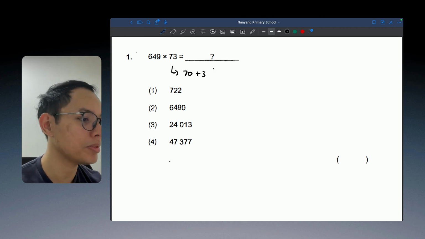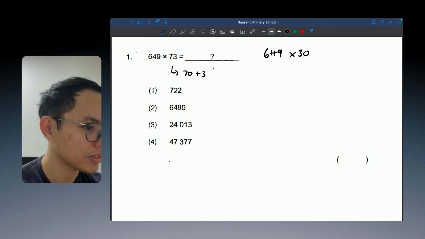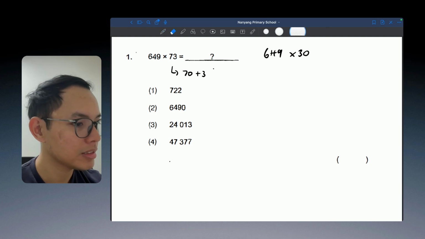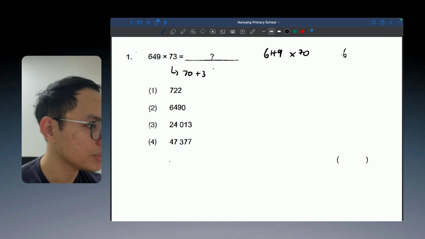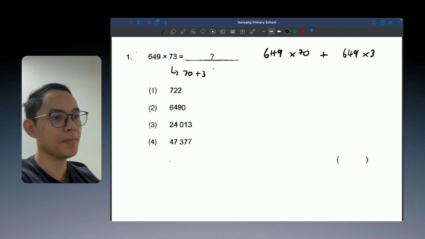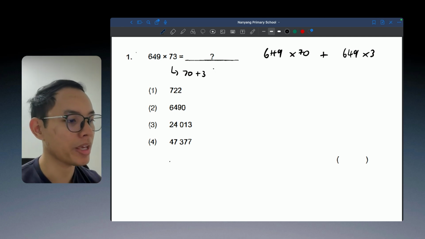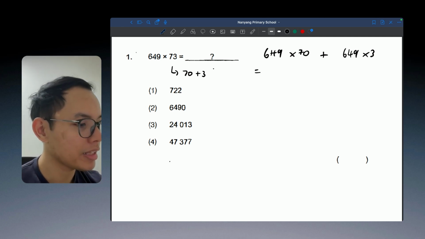To break it down so it's easier for you: 649 times 70, and then we also have 649 times 3. Because essentially it's easier for us to multiply when we separate them and then add them together. All right, so the long way is you get the answer.